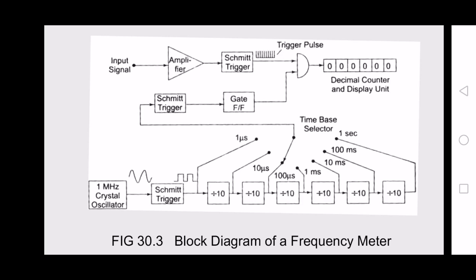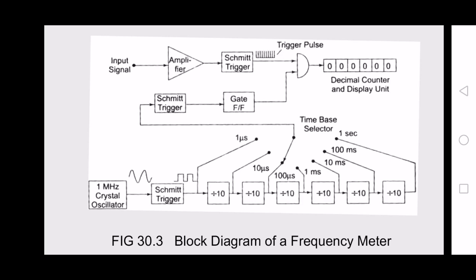So after the six divide-by-10 blocks, we are getting the time base of 1 second. Again we convert it using the Schmitt trigger, and the time base is converted into a train of pulses. That is given to the gating flip flop, which we also call the enabling signal, for the other input of the AND gate. This is the low level block diagram explanation.